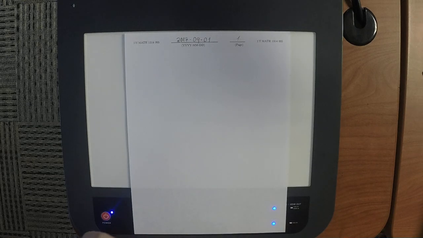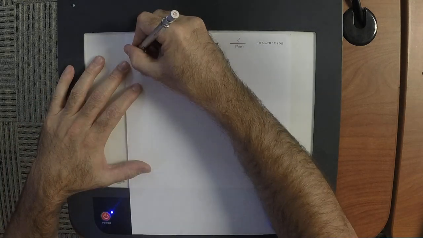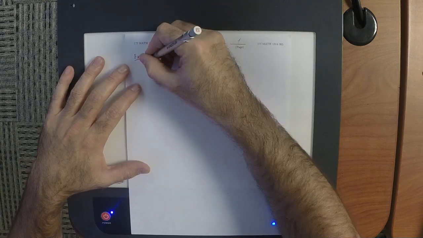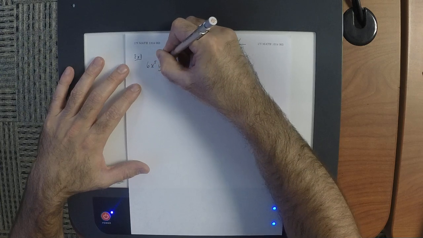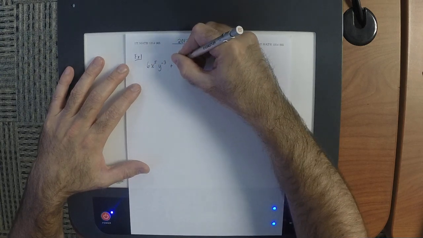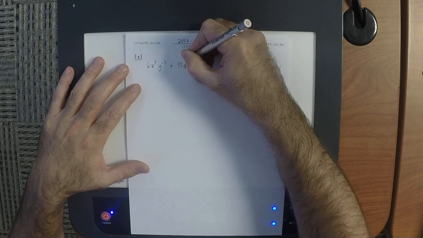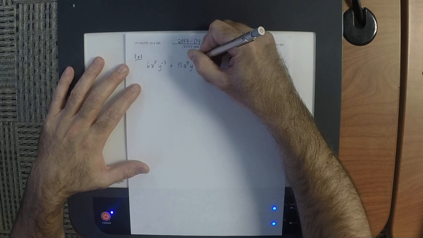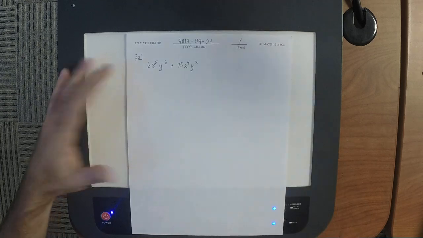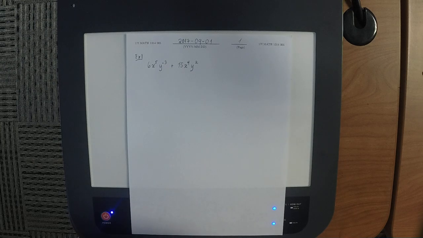So the first thing we're going to do is consider expressions like this. How about 6x^5y^-3 plus 15x^4y^2? And we're back to that thing that we did at the beginning of last time, which is I want you to factor out the greatest common factor. But there's something slightly disturbing about this one. What's disturbing about it?